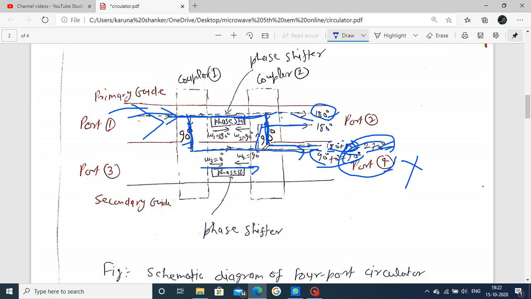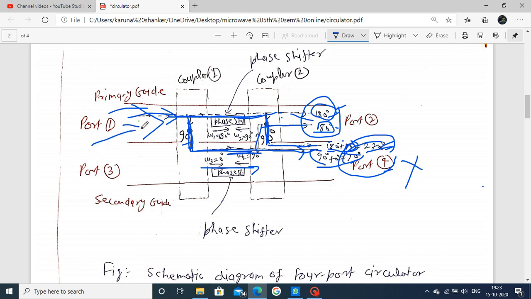This one goes to coupler number 2 with a 90 degree phase shift, and this also introduces a 90 degree shift. This introduces a 0. This is 90, 0 plus 90, which gives 180 degrees. Now these two waves come across at port number 2 in the same phase. That's why we get power at port number 2 when we apply port number 1 as the input port. This is the whole operation we consider here.